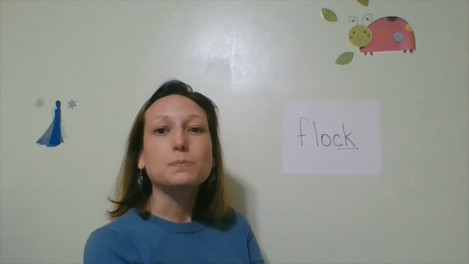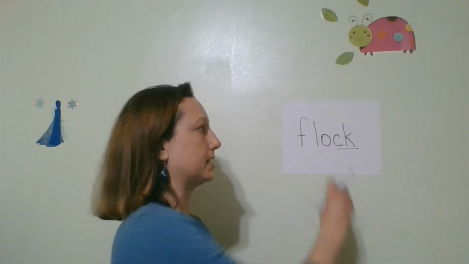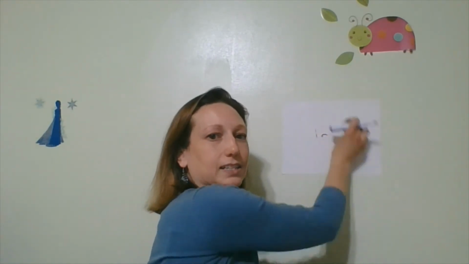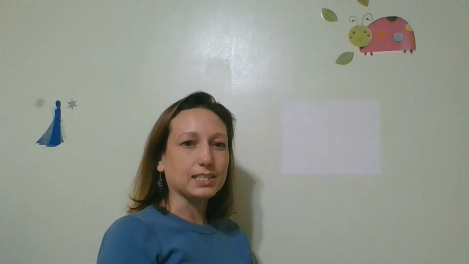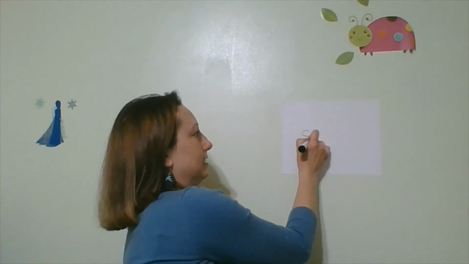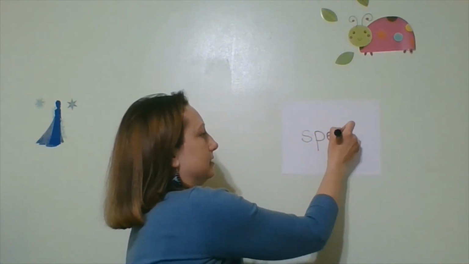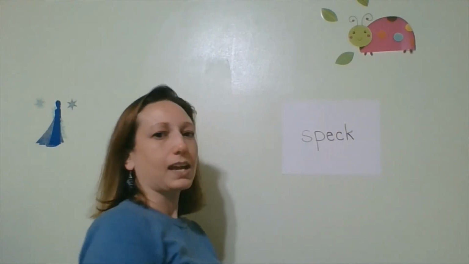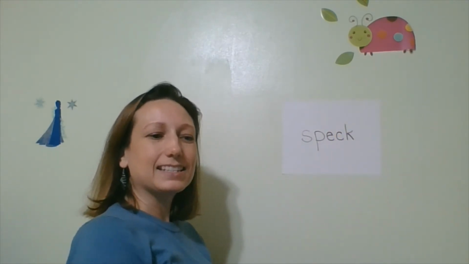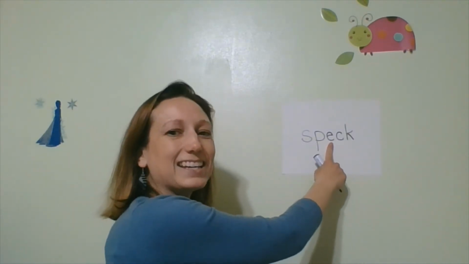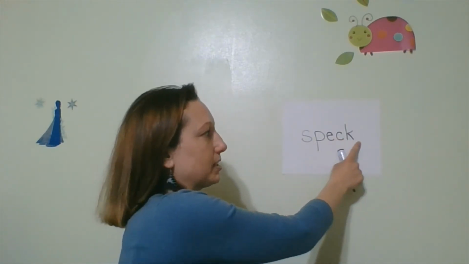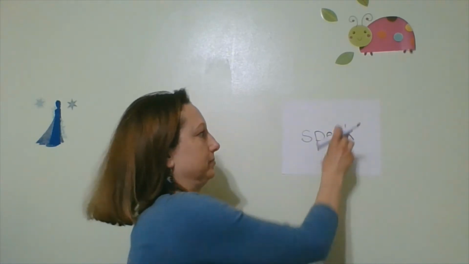Number three, speck. Speck. I see a speck of dust. Make sure you sound out that vowel. Think about what sound it's making and how did you spell speck? S-P-E-C-K. And again, my E is saying eh, so I'm using the CK spelling.